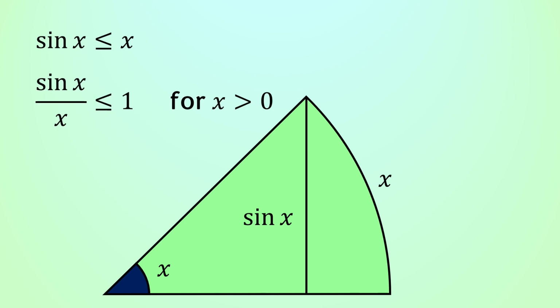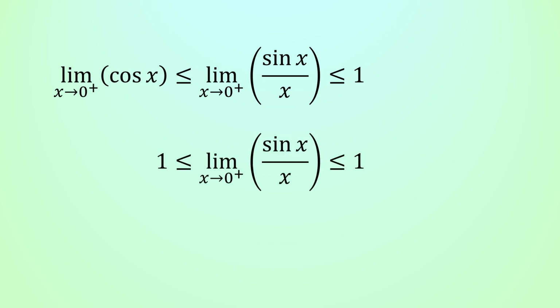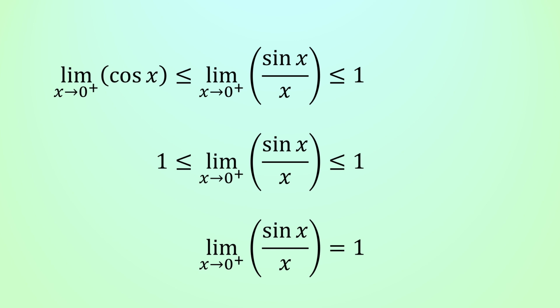But then if x is greater than 0, that means we know that sine of x over x must be less than or equal to 1. So therefore, if we're trying to calculate the limit of sine of x over x as x tends towards 0, we have this. And then calculating the limit for that lower bound, well, cos of x as x tends towards 0 just tends towards 1. Therefore meaning that the limit of sine of x over x as x tends towards 0 from the positive side must be 1. And in my opinion, that's pretty neat, because ultimately we were able to calculate this limit by using pretty simple maths.